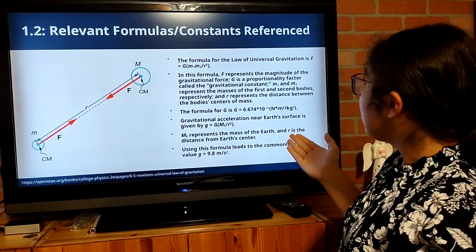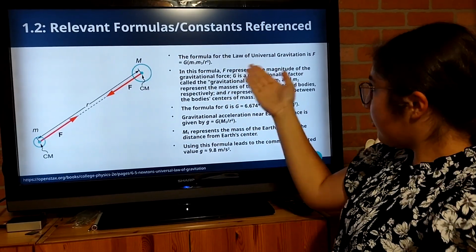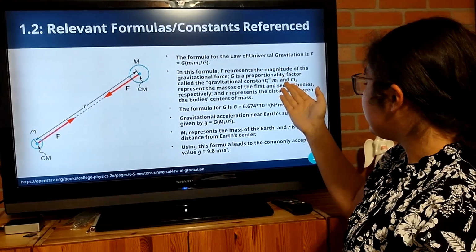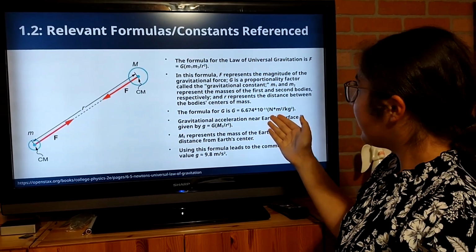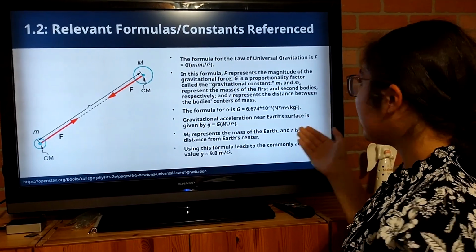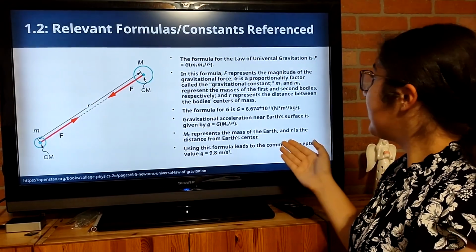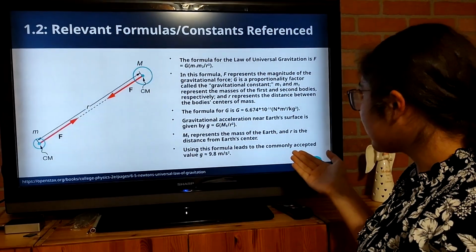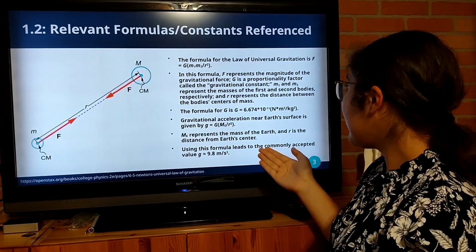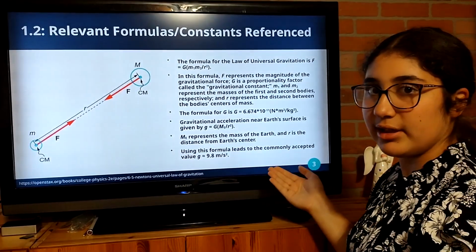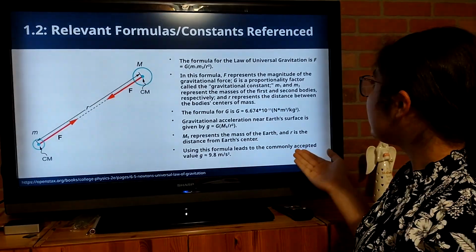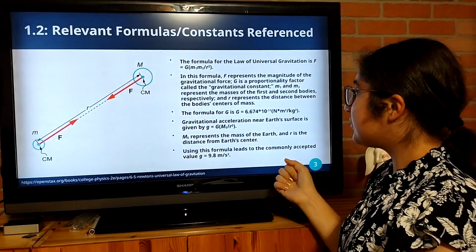So relevant formulas and constants referenced. The formula for the law of universal gravitation is F equals G m1 m2 over r squared. So in this formula, F represents the magnitude of the gravitational force. G is a proportionality factor called the gravitational constant. M1 and M2 represent the masses of the first and second bodies respectively, and r represents the distance between the bodies' centers of mass.